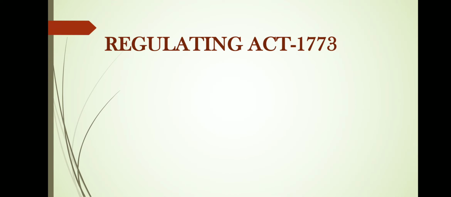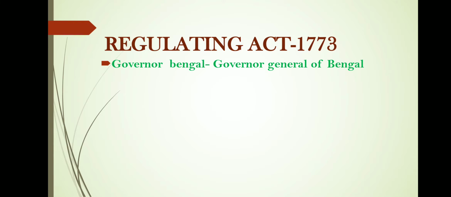Next, go to the first act, that is the Regulating Act of 1773. The first statement is that it designated the Governor of Bengal as Governor General of Bengal. So first the Governor of Bengal was converted into Governor General of Bengal. The first Governor General was Lord Warren Hastings.